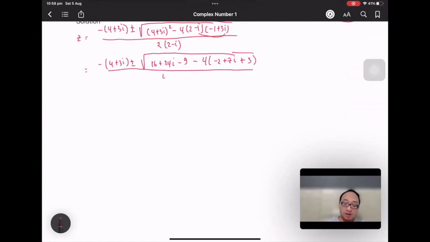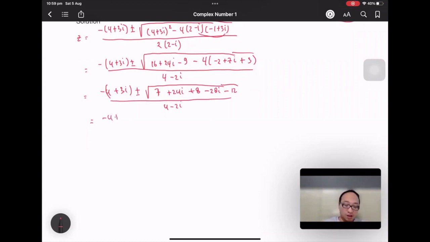Over 4 minus 2i. So this equals negative 4 plus 3i plus minus square root of 16 minus 9, so 16 minus 9 is 7, plus 24i plus 8, minus 28i, minus 12, over 4 minus 2i.